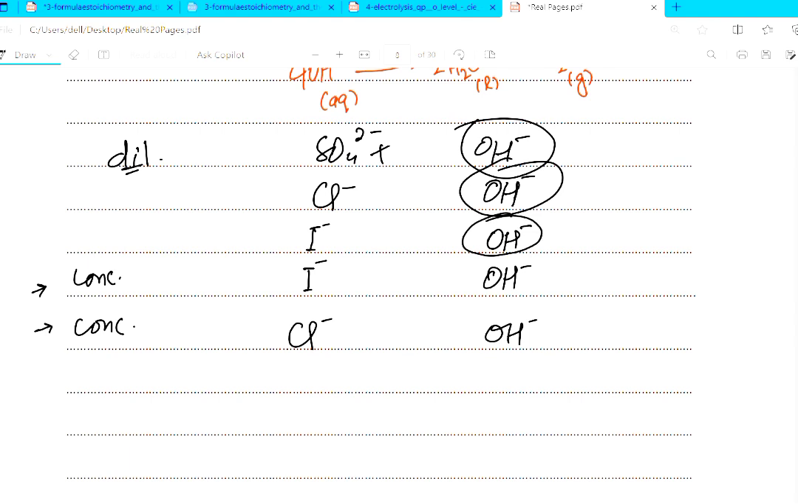But when we use the concentrated solution, hydroxide will not be preferred. The above trend will be reversed. So the above anions will be preferred, meaning iodide will be discharged, chloride will be discharged, and the hydroxide will remain in the solution. So here the third factor is the effect of concentration on the discharging of anions. It only affects anions, not the cations. Keep it in your mind.